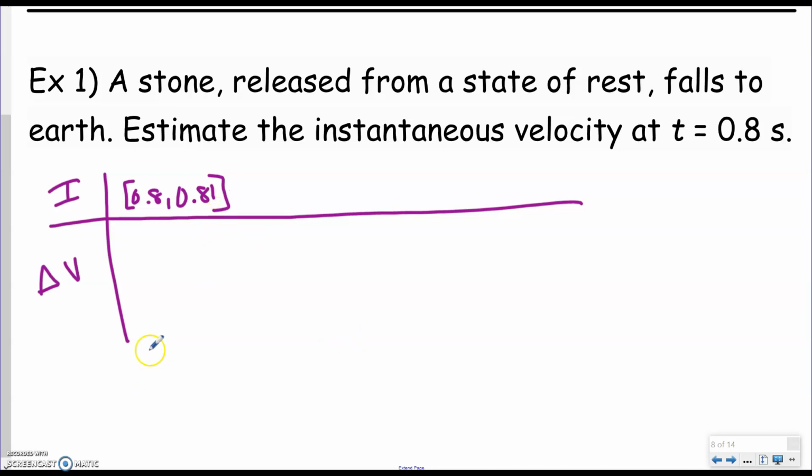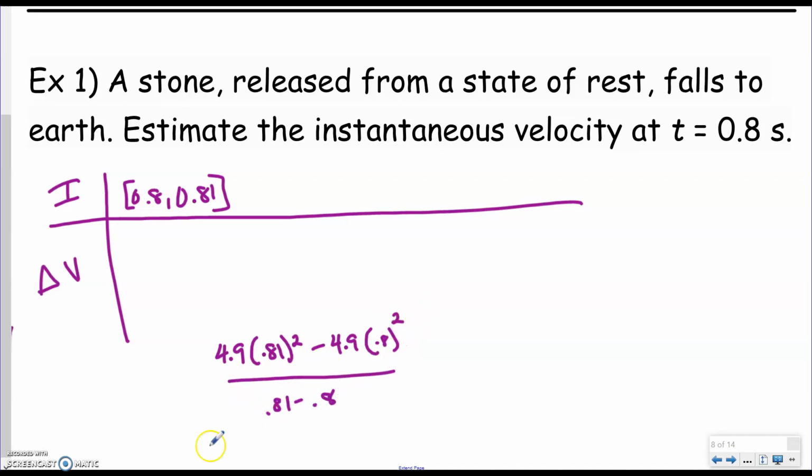So I'm going to plug that in and do 4.9 times 0.81 squared minus 4.9 times 0.8 squared, over 0.81 minus 0.8. I'm going to plug that into my calculator, and make sure you put parentheses in the numerator and denominator. I end up getting, I'm going to say approximately, because notation is really important in calculus, 7.889 meters per second. So I'm just going to write that down, 7.889.